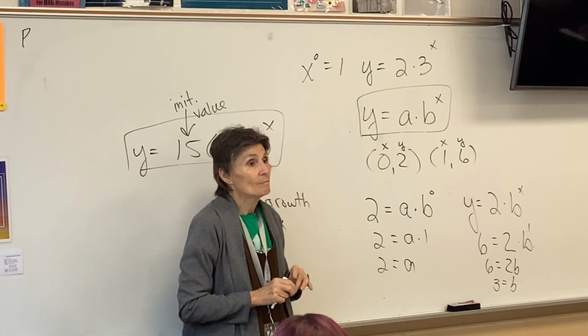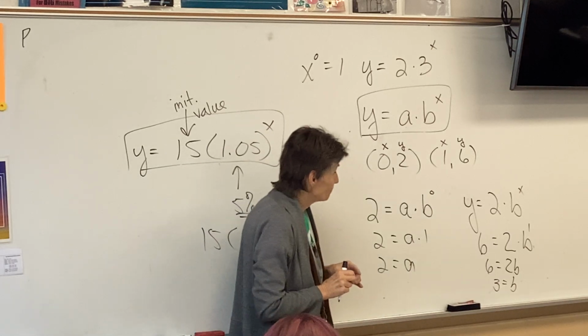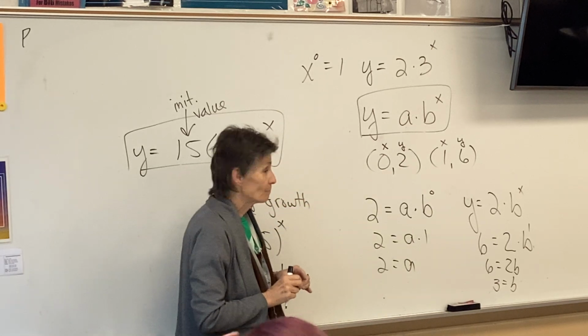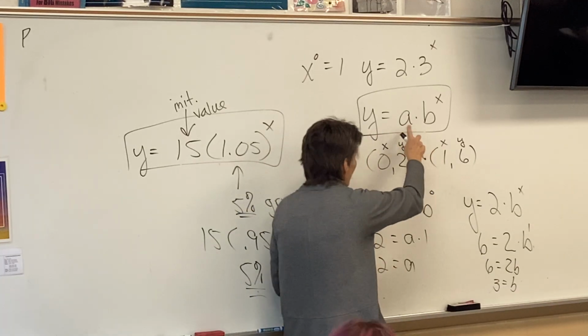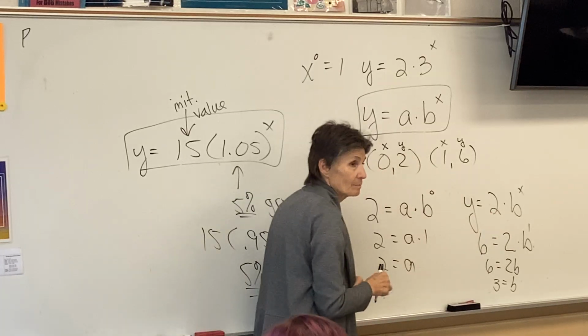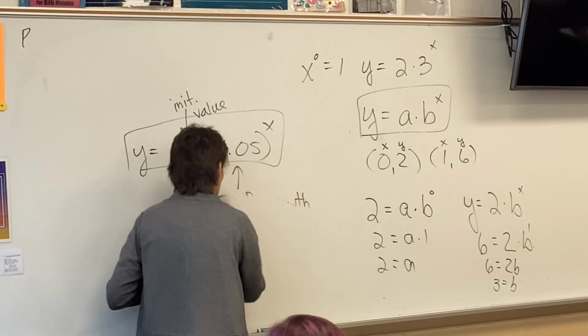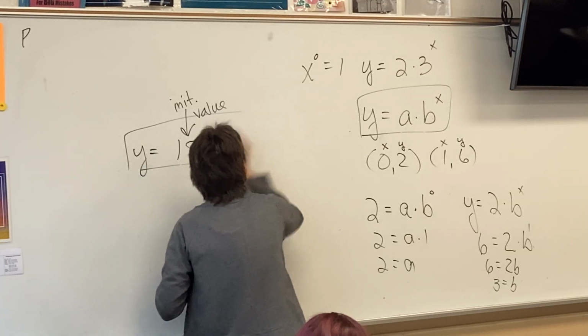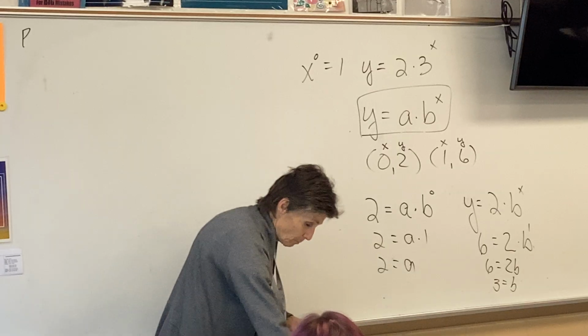For the second row right there where it says y equals 2 times b to the x, how'd you get that? Oh, okay, this is my formula. I already know A is 2. I'll plug in 2 for a. All right, next one, probably the same thing.